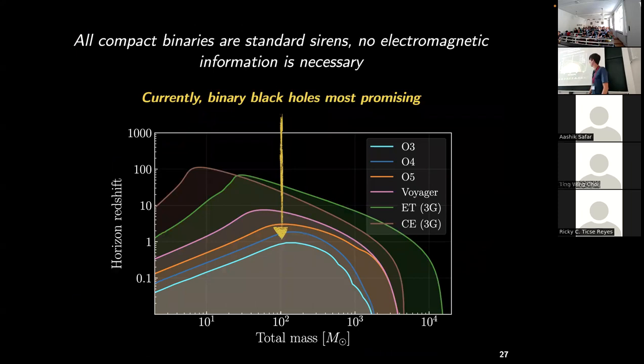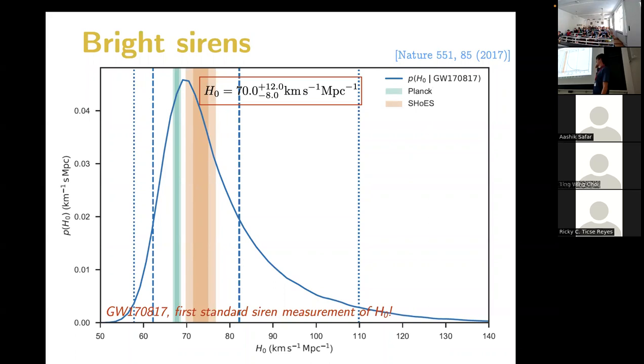This is just emphasizing what I already said, that with current detectors, when we think of how far we can detect signals, we are mostly sensitive to binary black holes of 50 solar masses or so. And those are our prime sources if we want to do cosmology. So this is the result for the multi-messenger event that we had so far, 17.17, and this is the constraint on the local expansion rate. As you can see, of course, the errors are pretty large when you compare with local measurements and also inference from the CMB.